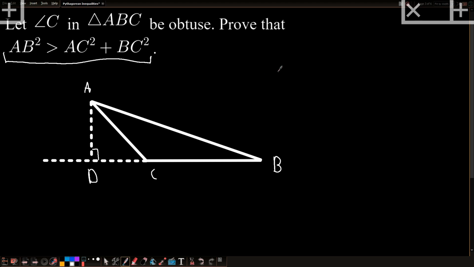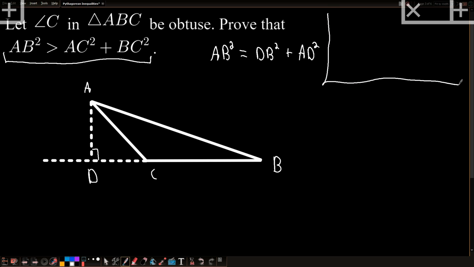And let's use some of the Pythagorean theorem that we know. So I can get AB squared using the Pythagorean theorem. I can tell that AB squared is equal to DB squared plus AD squared. Okay, now if I can get DB and AD in terms of AC and BC and show that whatever result I get is strictly greater than, then I'll have something to work with.